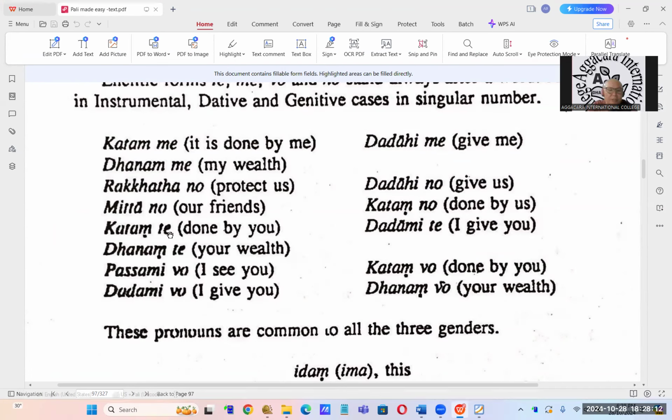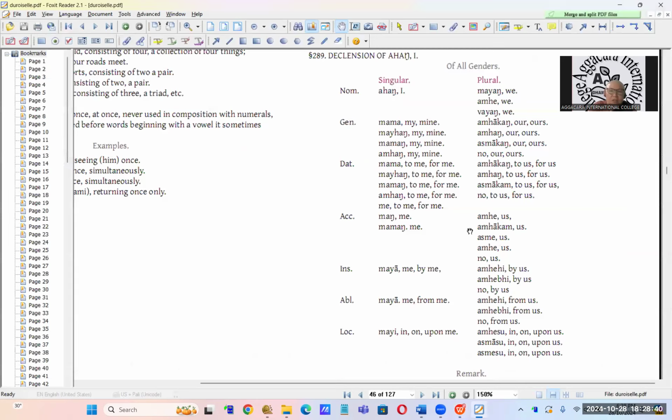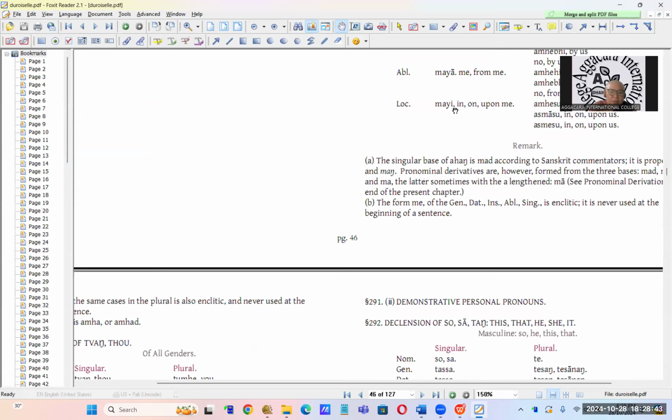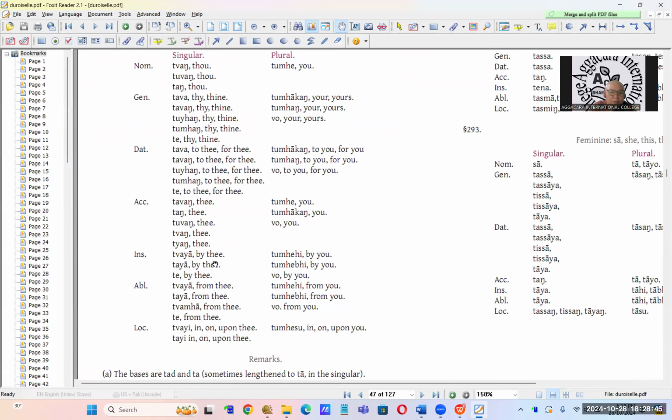Now, katam te. So katam me, katam te. So instrumental, done by you. Danante, here danam te, genitive, your wealth. Passami vo, I see you. Dadami vo, I give you. So what kind of case can it be? Vo. Accusative, is it? Yeah, I guess it is, all right? So you can see the vo just now, right? Okay, yeah, there's a vo here, all right? Ablative.